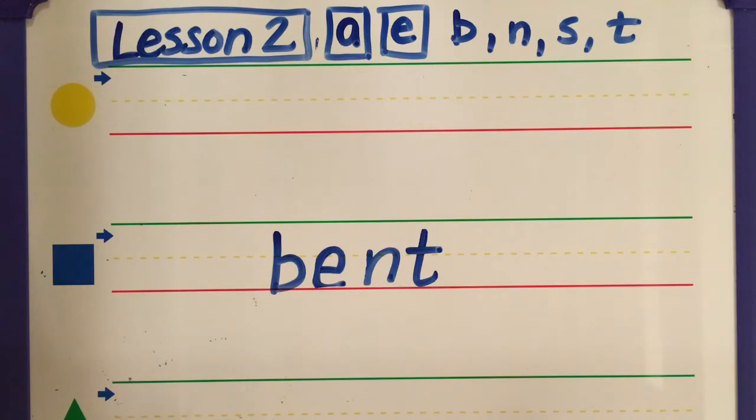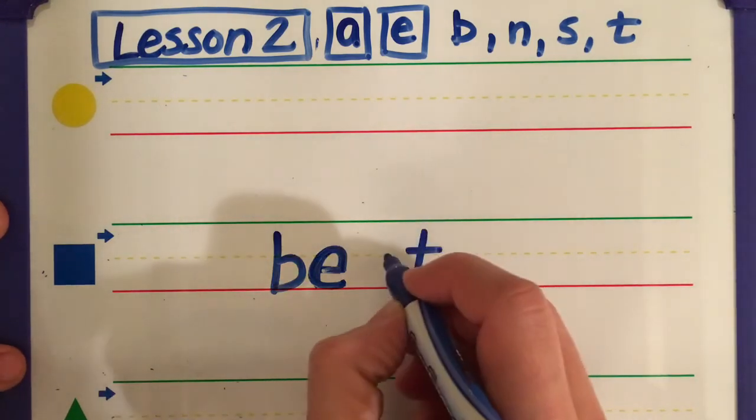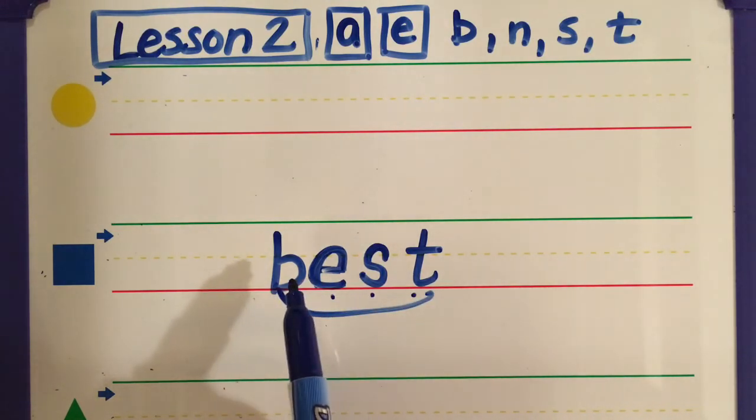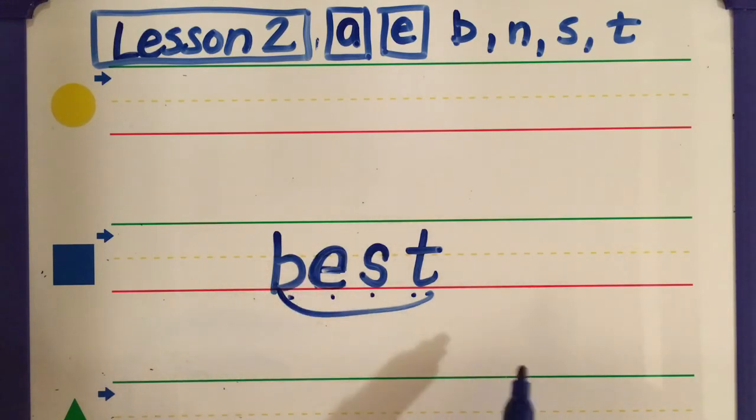For the next word, we are going to change just one letter. We're going to take the word bent and we're going to turn it into the word best by changing one letter. Let's segment best. Get ready. B-E-S-T. Best. Go ahead and make that change, taking out the letter N and replacing it with the letter S to make the word best. Get ready. B-E-S-T. Best. Spell it. B-E-S-T. You're doing a great job so far.